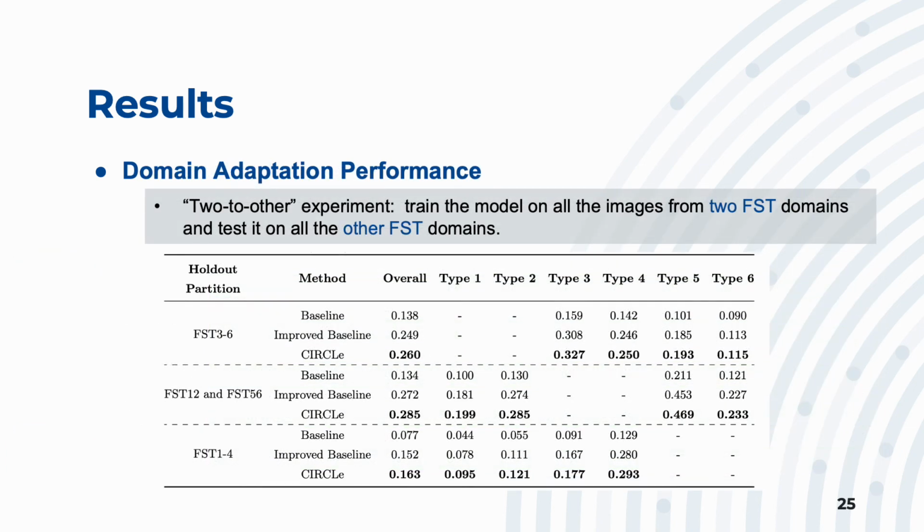For evaluating the model's performance on adapting to unseen domains, we perform a two-to-other experiment, where we train the model on all the images from 2 FST domains and test it on all the other FST domains. Here we can see that Circle recognizably improves the domain adaptation performance in comparison with the baseline and improved baseline. This shows the effectiveness of the proposed method in improving models' generalizability and adaptation to unseen domains.